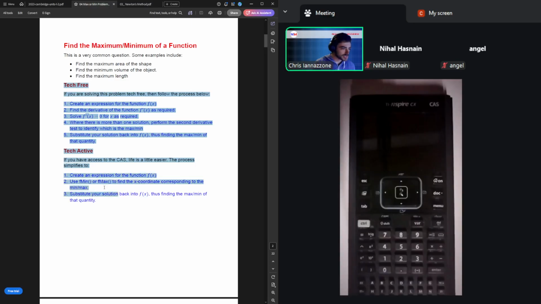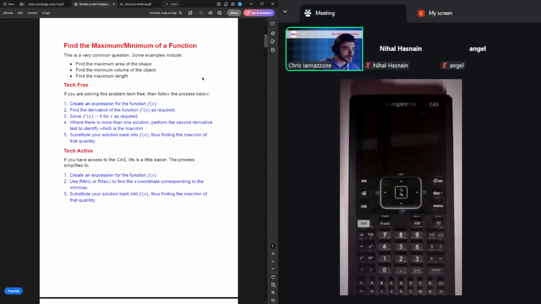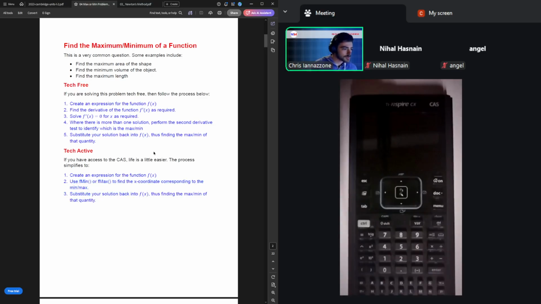And so whether you're doing this tech-free or tech-active, you'll find that the procedure is more or less the same thing. There's going to be some beginning of the question where you usually have to figure out what function you even need. Maybe you're creating a volume equation, maybe you're creating an area equation, something to that effect. Or it might just give it to you flat out. Then from there, if you're trying to maximize it, you're often finding the derivative and setting it equal to 0, or if you're in tech active, you might prefer to use your fmin or fmax functions instead.